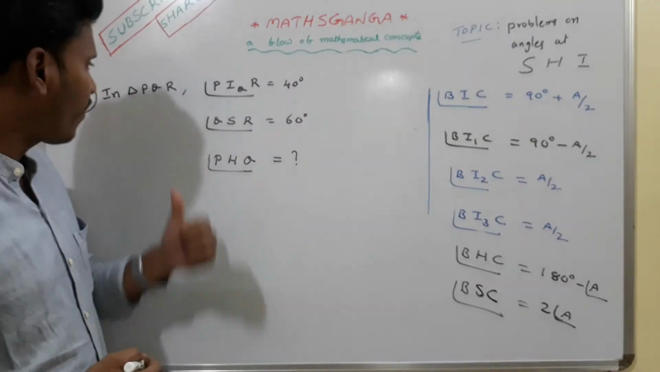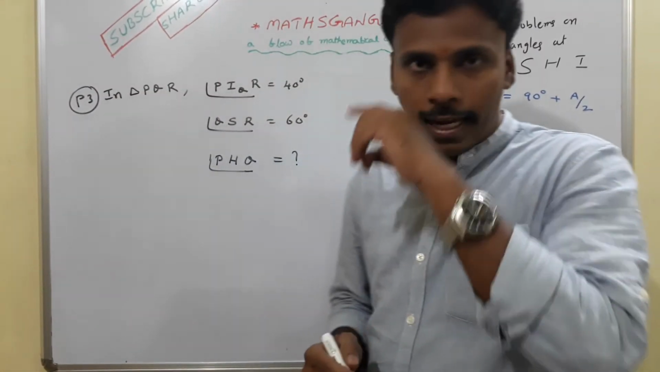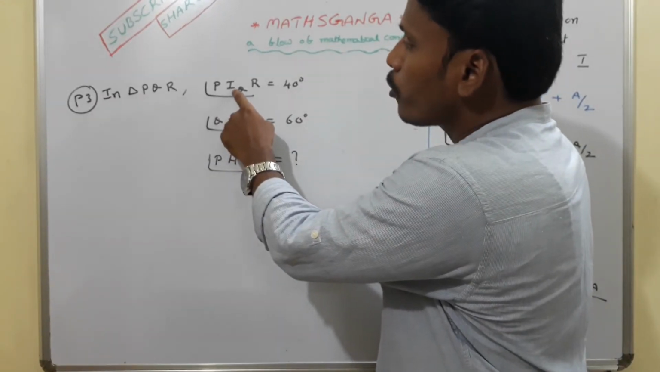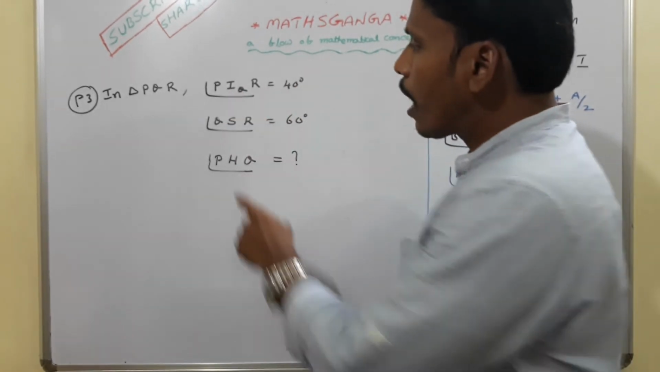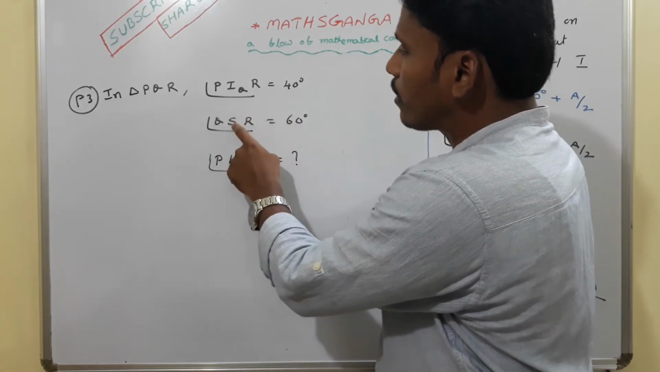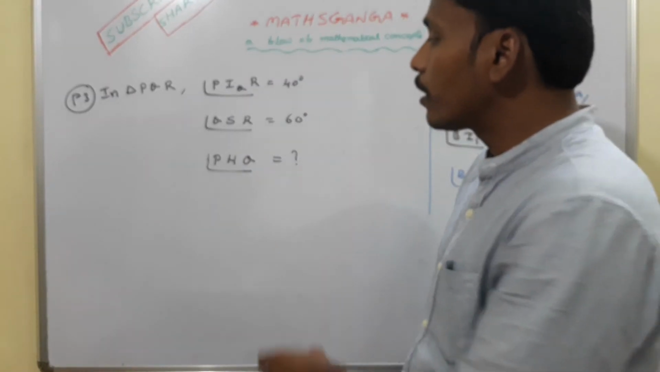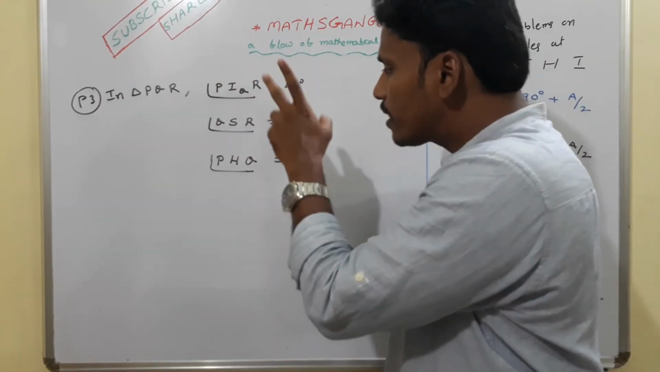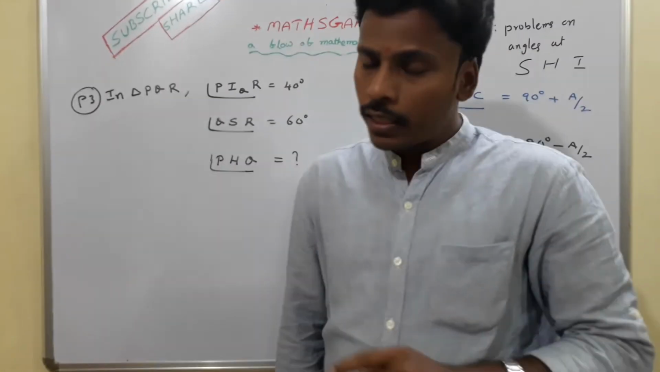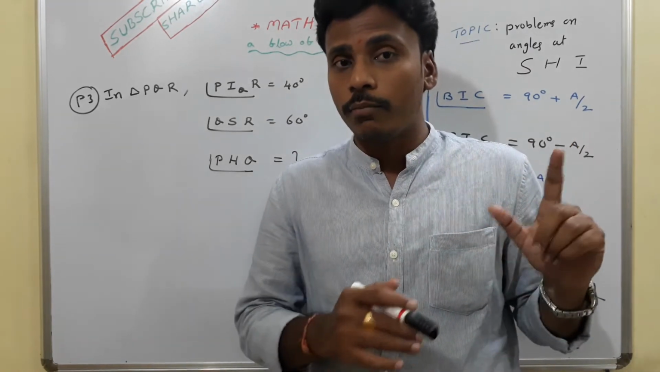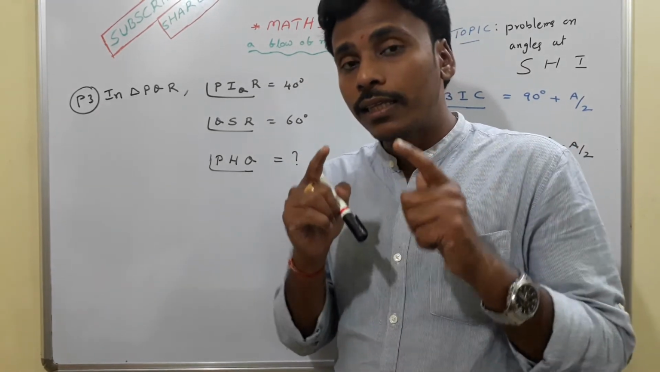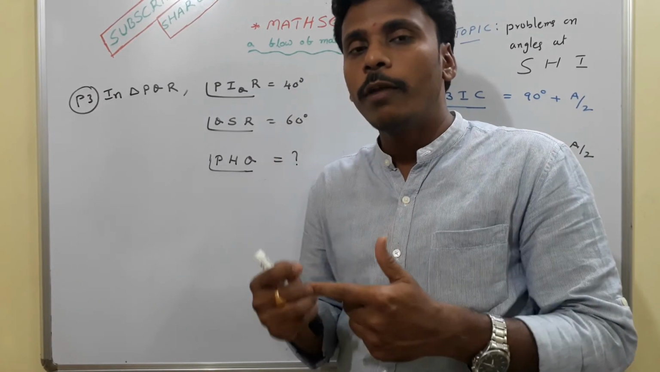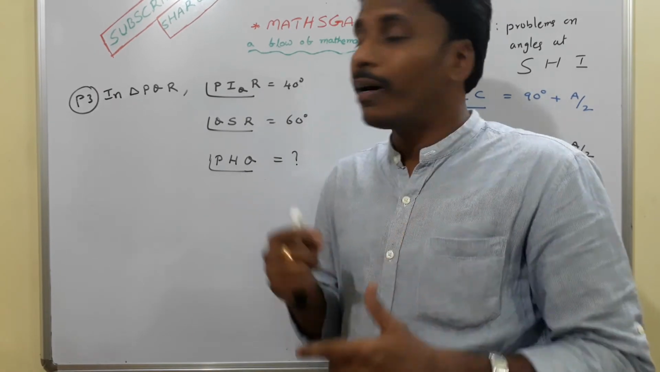The problem is I have a triangle PQR, and in that triangle PQR, side PR at the incenter, opposite to Q, the angle is 40 degrees, and side QR makes an angle of 60 degrees at the circumcenter, and we need to find the angle made by side PQ at the orthocenter. One is the incenter, one is the circumcenter, one is the orthocenter. We discussed the relation between those angles alpha, beta, gamma as the second problem. But that problem is not helpful here, because in that problem all the angles are made by the same side.